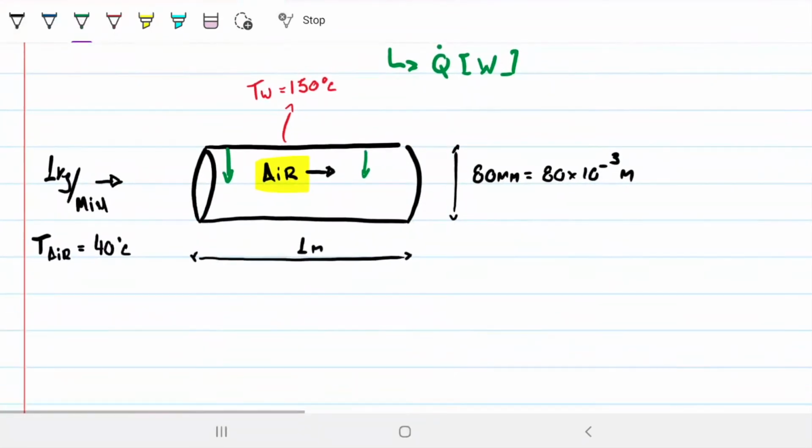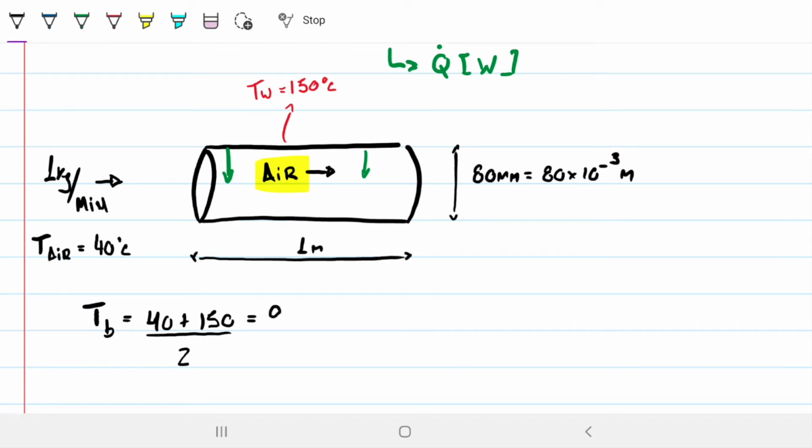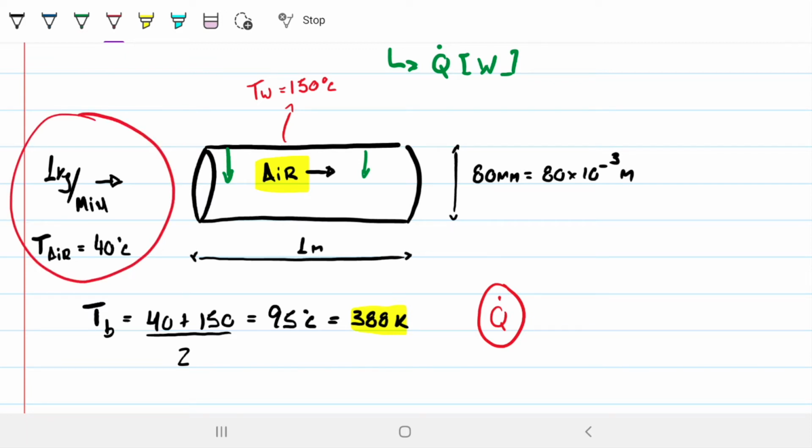Now, when we do that, mind you that you're making an assumption. The assumption is that your T bulk is somewhere close to 40 plus 150 divided by 2, which gives us 95 degrees Celsius, which is the same thing as 368 Kelvin. Mind you that this is an assumption. So if we calculate our variables and find out the heat, that allows us to calculate, because we know the specific heat of air, the temperature that is leaving on the other side.